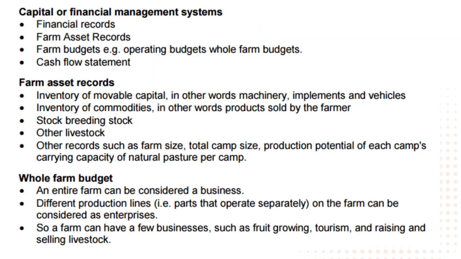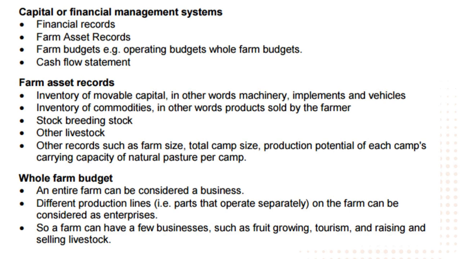Capital or financial management systems. Financial records. Farm asset records. Farm budgets, e.g. operating budgets, whole farm budgets. Cash flow statement. Farm asset records.